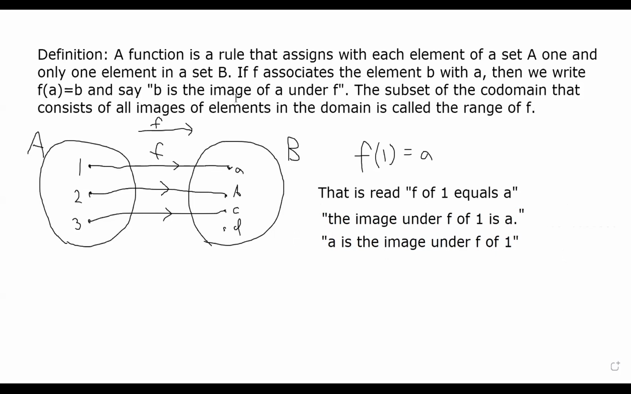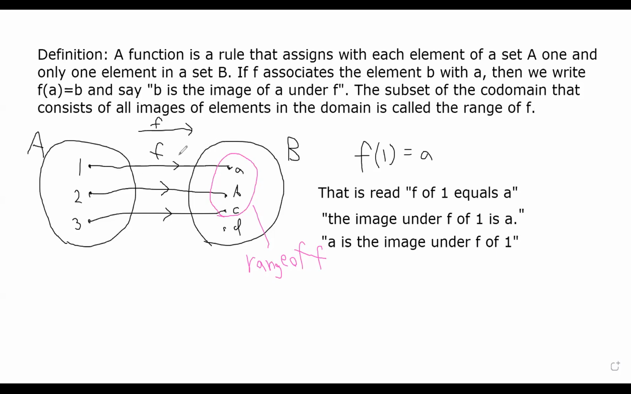The next sentence says the subset of the codomain that consists of all images of elements in the domain is called the range of F. So what I'm going to do is label this subset of B there. You see that pink subset consisting of A, B, C, that's the range of F. So the range of F consists of all the images of elements in the domain.